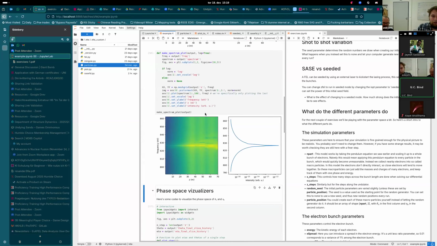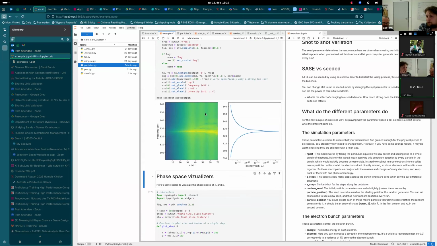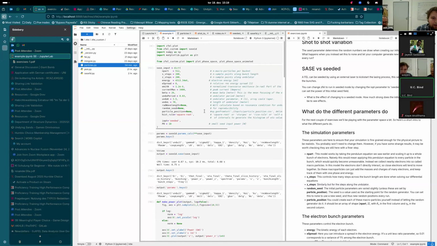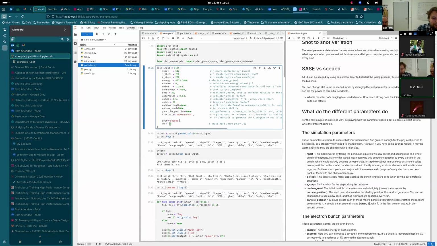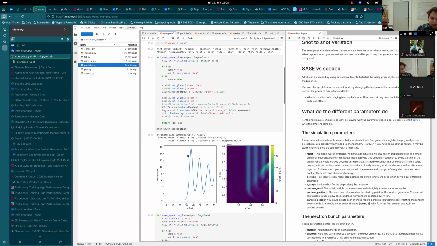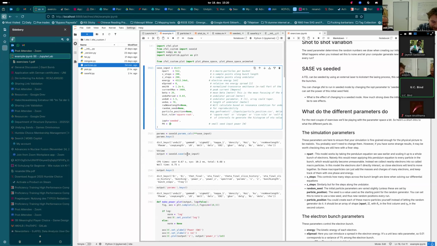So this bunch is unrealistically orderly compared to a real-life bunch, because of course you can remove the SASE component. But this is a simulation, and you can do everything you want. Exactly, yes.